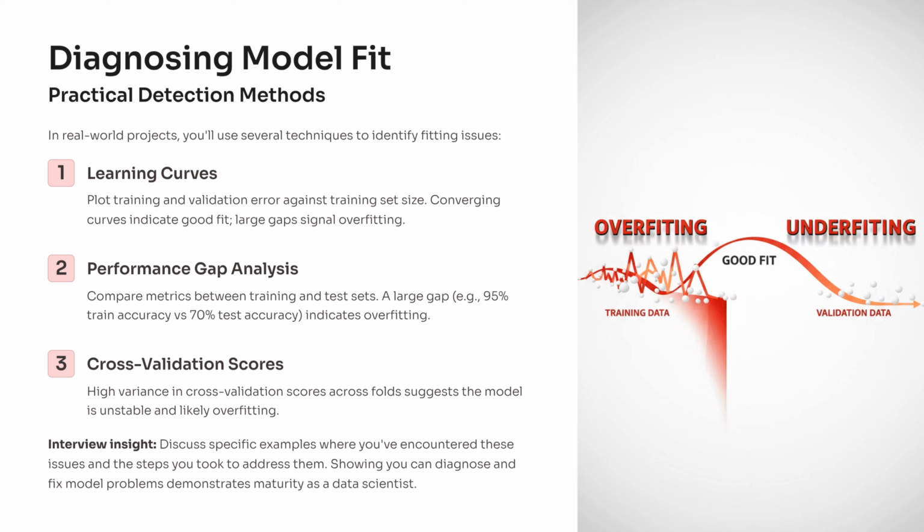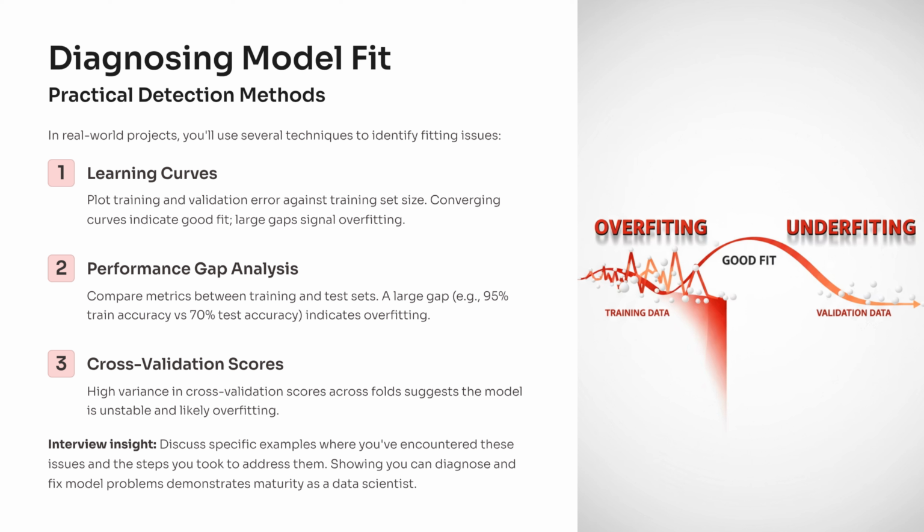First, learning curves. Plot your training and validation errors against the training size. If both curves are high and close together, your model is underfitting. If there's a large gap, low training error but high validation error, you're overfitting. A good fit shows both curves converging to a low error.